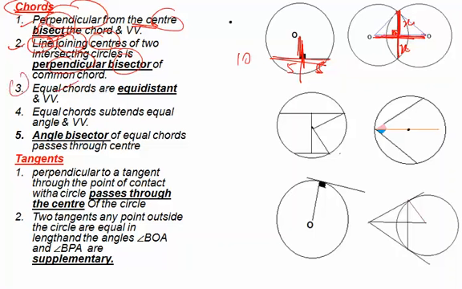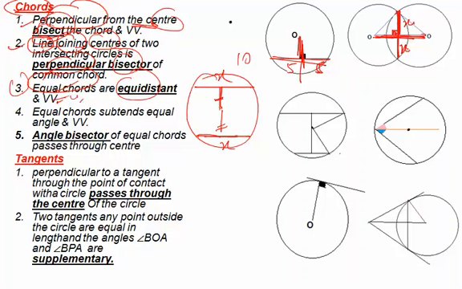Third, equal chords are equidistant. Suppose this is a circle. If this is a chord of length x and this is another chord of the same length x, equal chords are equidistant from the center. So this distance and this distance will be equal, and the opposite is also true: equidistant chords are equal in length.